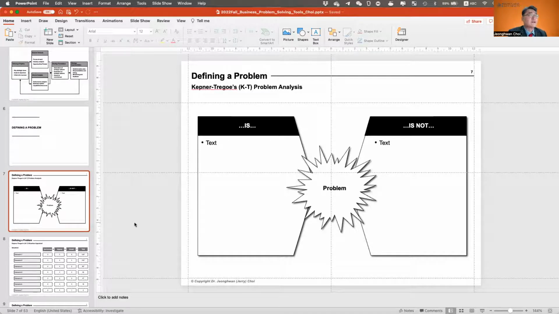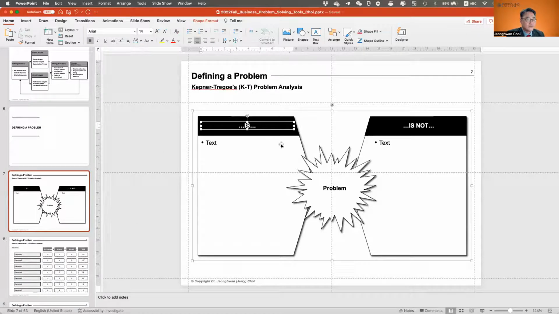Professor Kaplan and Professor Trager, those two, developed a few of the best business problem identification tools. Out of many, I just want to share two of Kaplan and Trager's tools that I am using that are most effective. The first tool is problem analysis. That is nothing but, however, we just identify what is true.